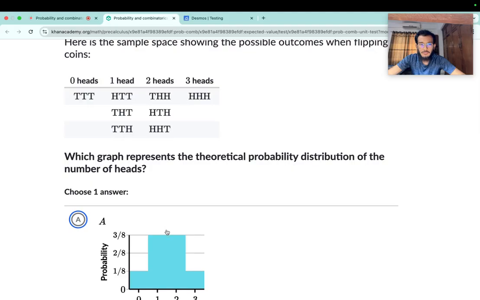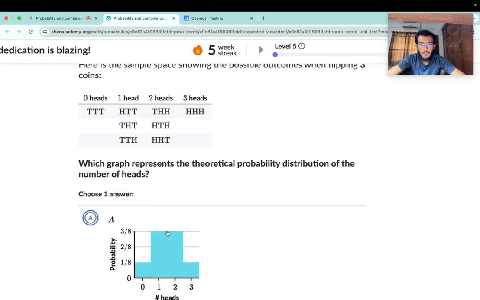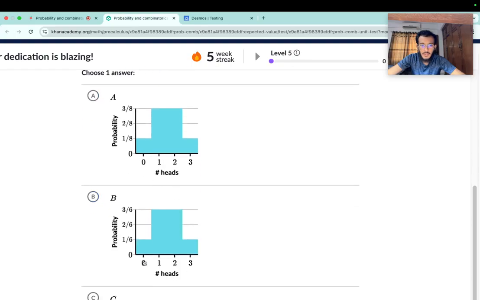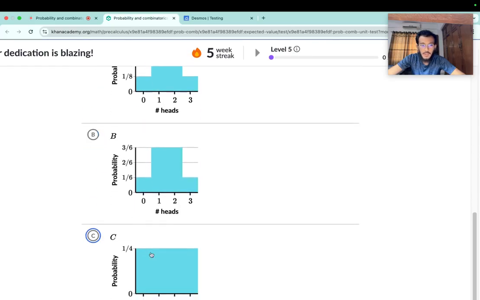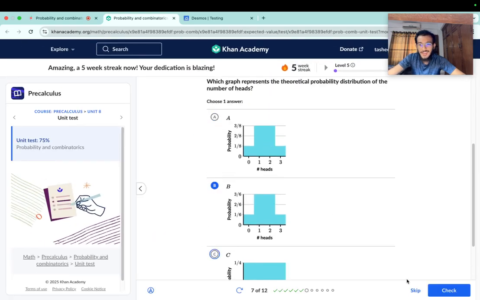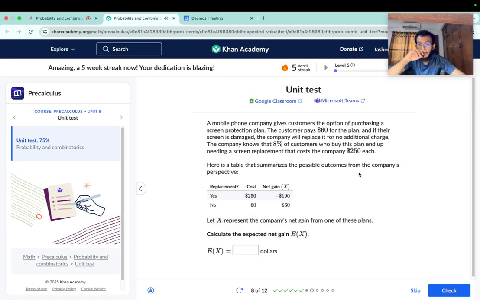All right. So the probability distribution for number of heads. 0 heads, all tails, 1 possible. 1 head, 3 possible. 2 heads, 3 possible. Out of 8 outcomes, 0 heads is 1 upon 8. This is correct, not 1 upon 6. B, and what is this? This is not even a probability distribution table. A is our answer.